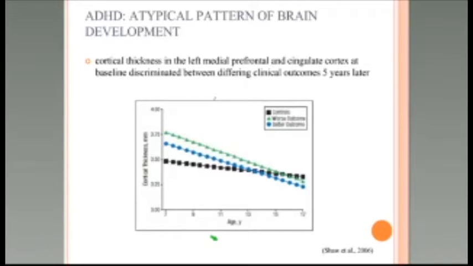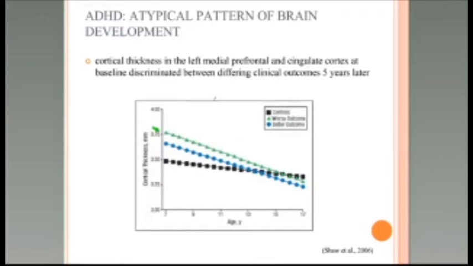And what you can see is that for controls, there's a slight decrease in thickness of cortex over time. The blue circles and the green triangles are both cases of children with ADHD. The children with the green triangles are those for whom there is a worse outcome over time. So you can see that they start off with a very different cortical thickness relative to typically developing controls, and that there is a difference in terms of outcomes.